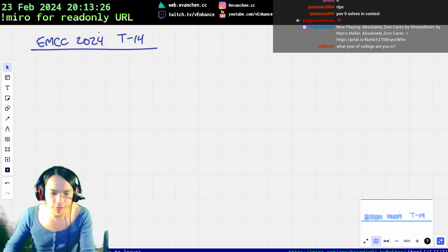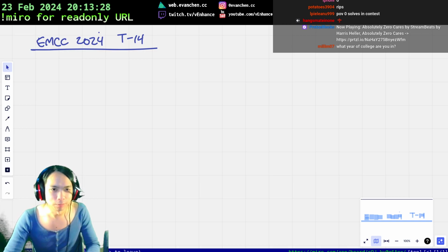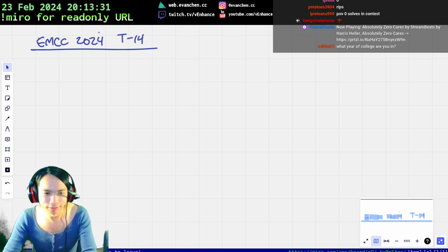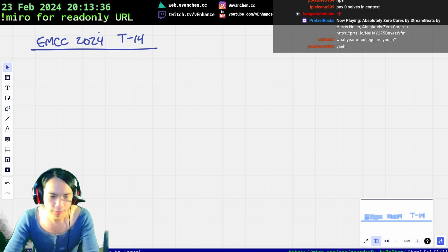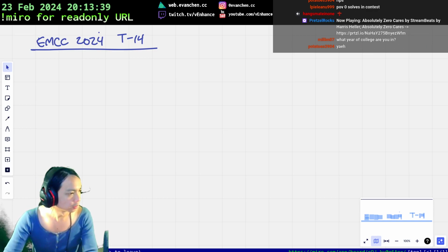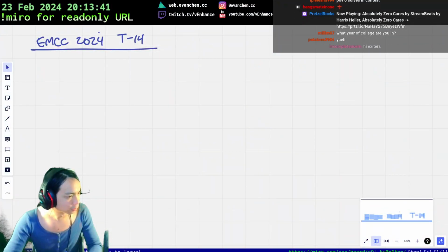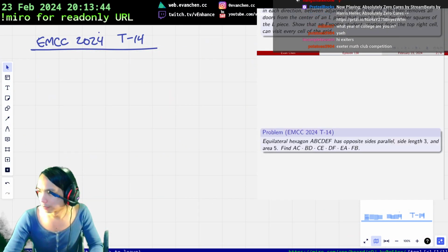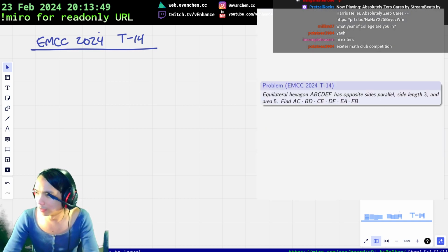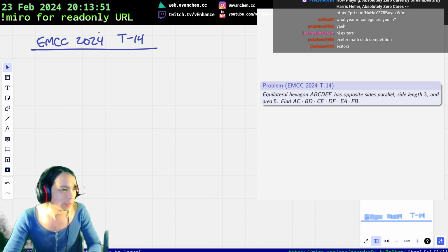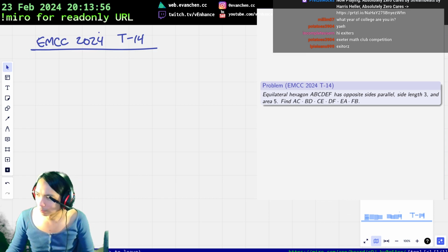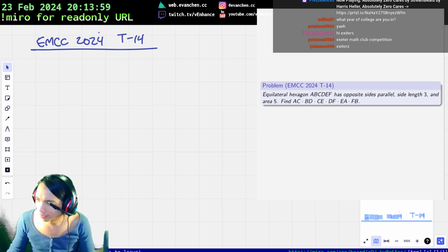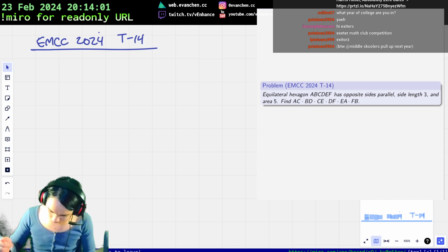Okay, welcome back everyone. So, this problem is from, I think, Exeter's middle school contest is what this stands for. I never figured out. But let me put the problem up. Cool. So, you're given an equilateral hexagon whose opposite sides are parallel. All the sides are length 3, and the area of the hexagon is 5. And I need to compute some product, whatever.